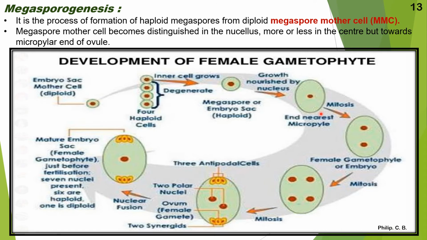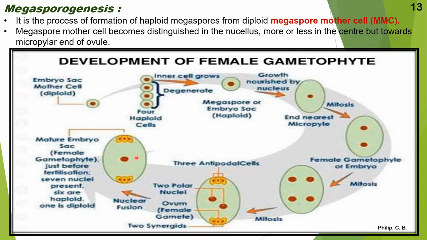Now it undergoes 3 mitotic divisions. So 1 over here divides into 2, 2 to 4, 4 to 8. Now at this 8-cell stage, they arrange themselves as 3 antipodal cells on the chalaza end, 2 polar nuclei towards the center, and 3 that is the egg apparatus, having the egg cell and the synergids, towards the micropylar end.